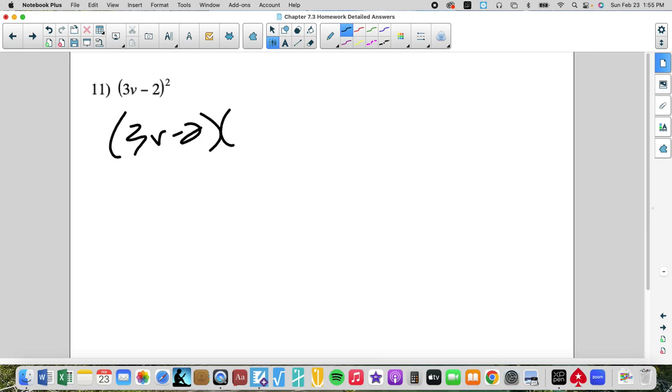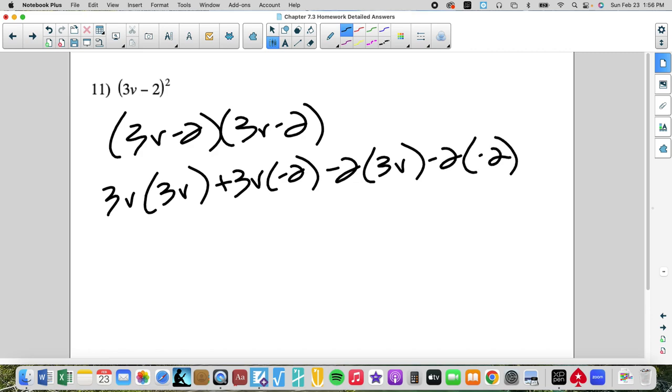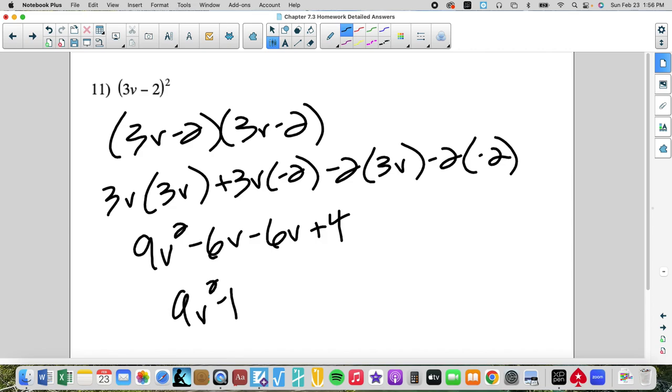3v minus 2, 3v minus 2. 3v times 3v, 3v times negative 2, minus 2 times 3v, negative 2 times negative 2. 9v squared minus 6v minus 6v plus 4. 9v squared minus 12v plus 4.